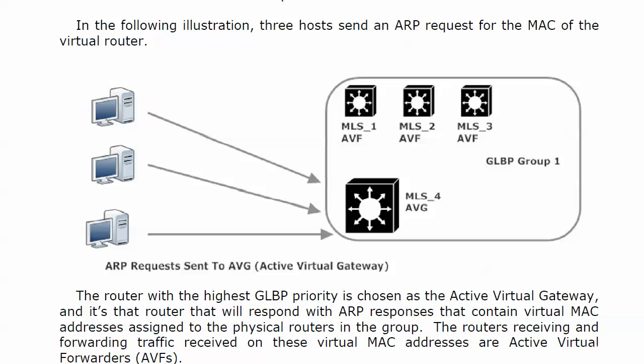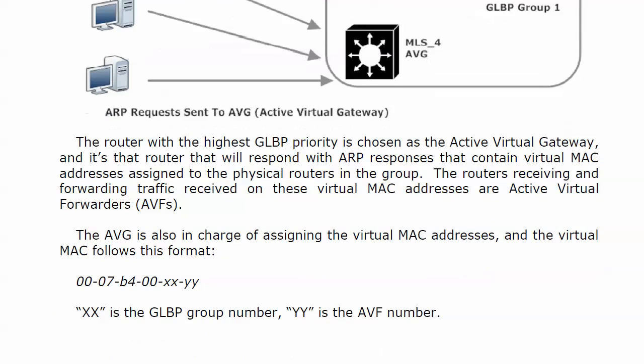Now, those AVFs, they're the routers that are receiving and forwarding traffic received on these virtual MAC addresses, because what the AVG does, it assigns a virtual MAC address to every router in this group that can potentially act as an AVF, an active virtual forwarder. And then it's that router, the AVG, that sends ARP responses back, and they contain virtual MAC addresses, not the actual MAC addresses of these routers in the group.